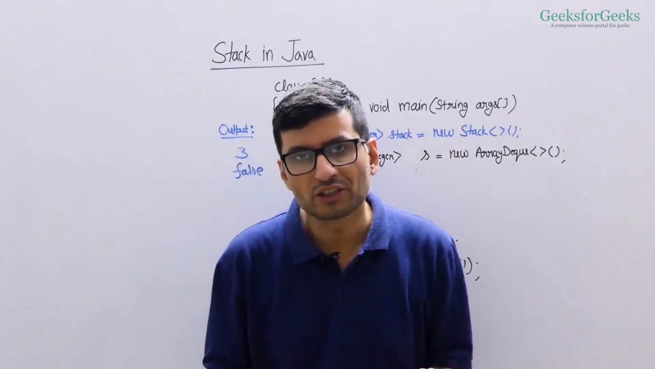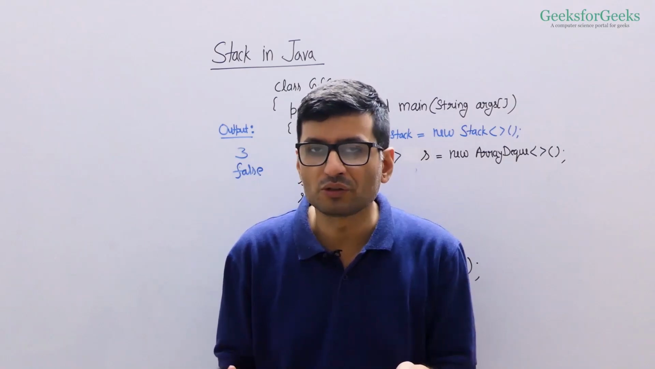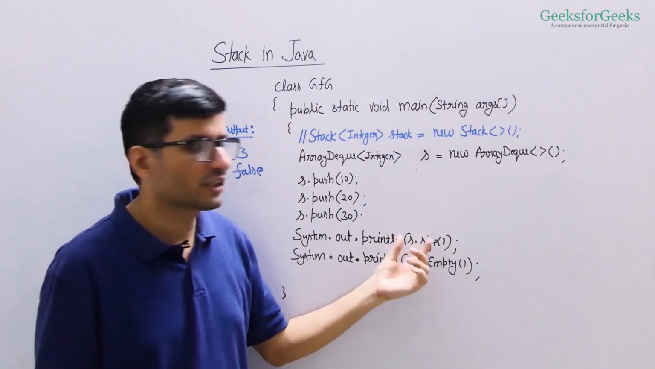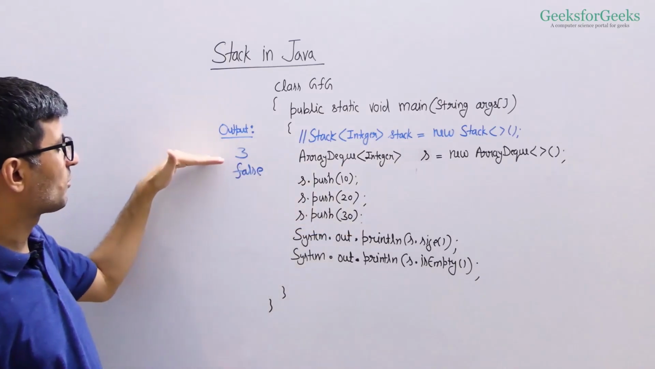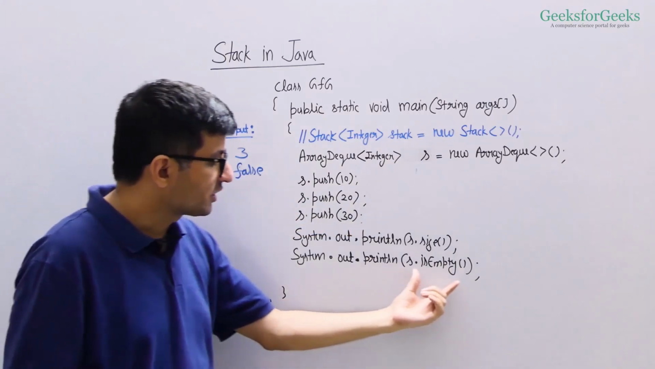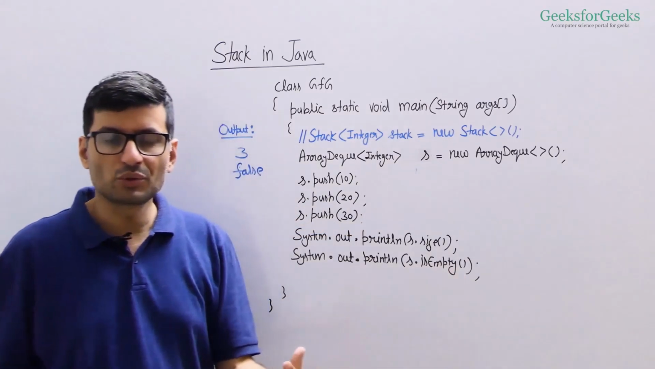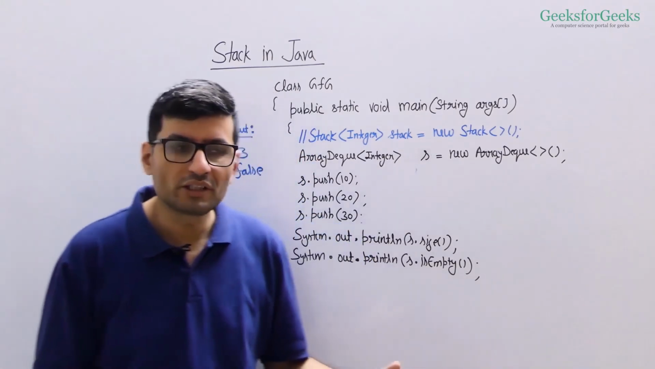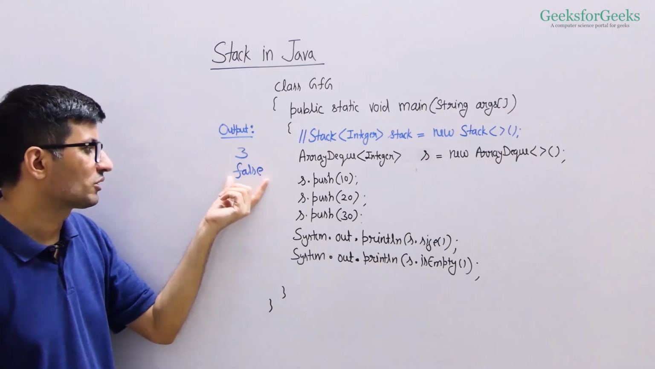Here are two more functions that we generally use with stack. One is size, that tells you how many items are there in the stack. We have added 3 items, so our output is going to be 3. The other function is empty. This function tells you whether the stack is empty or not. In this case, our stack is not empty, so we are going to get the output as false.